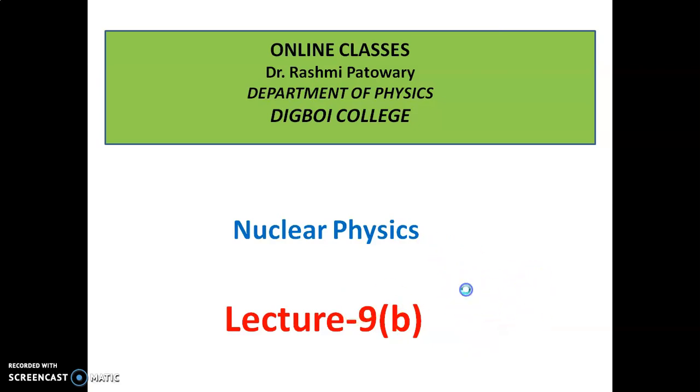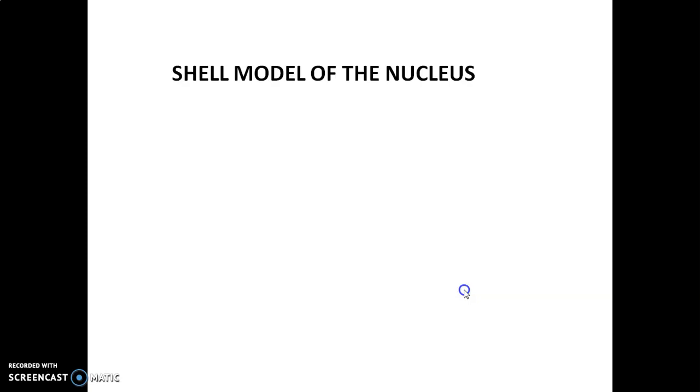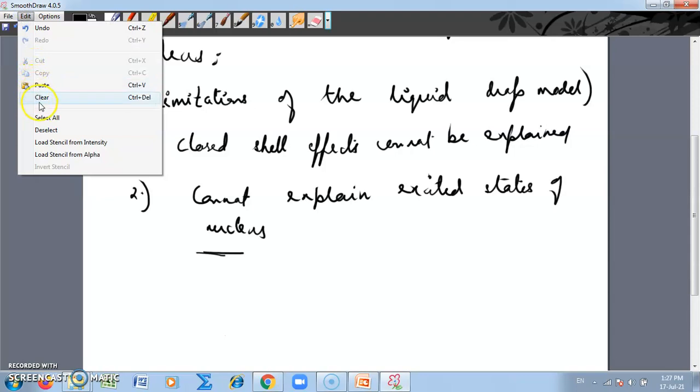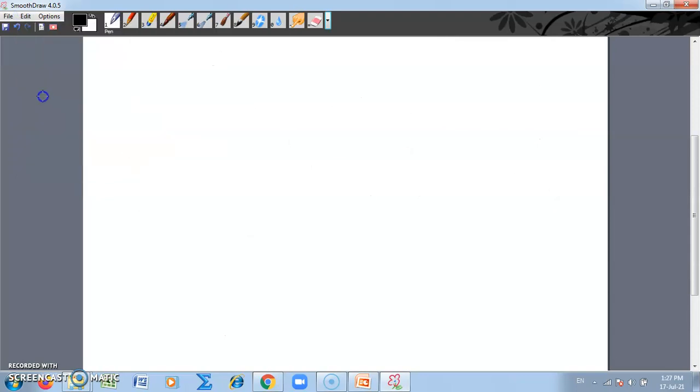Students, welcome back. So we have been looking at the inadequacy of the liquid drop model in part A of today's class. Now, as a consequence of this inadequacy of the liquid drop model came the shell model of the nucleus. So let us move on to what the shell model is and why this came about actually.